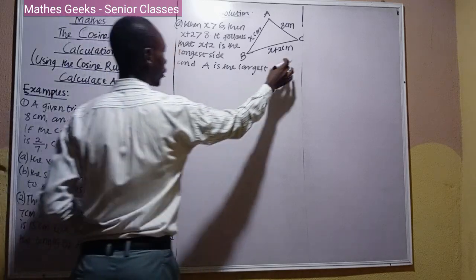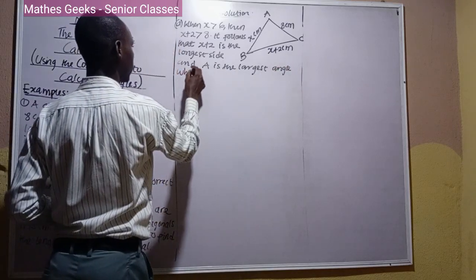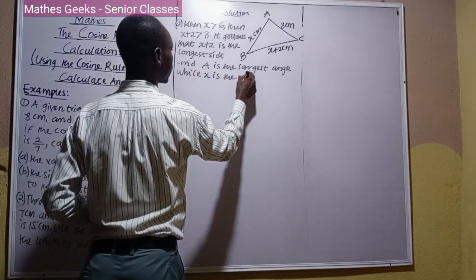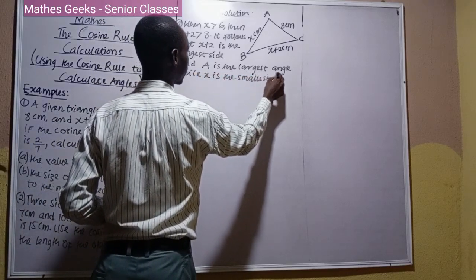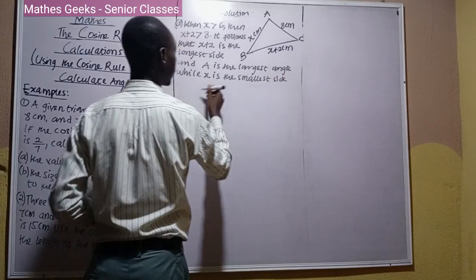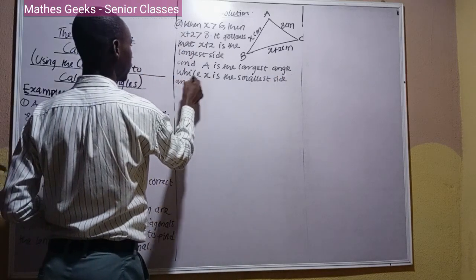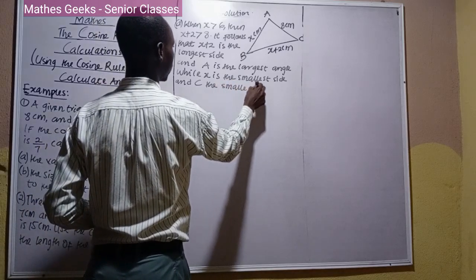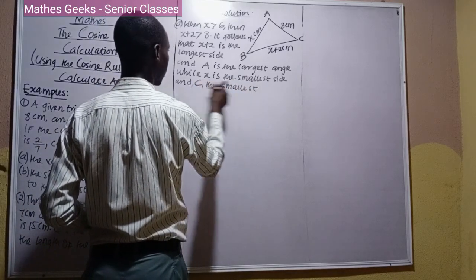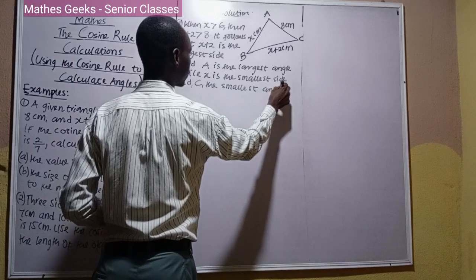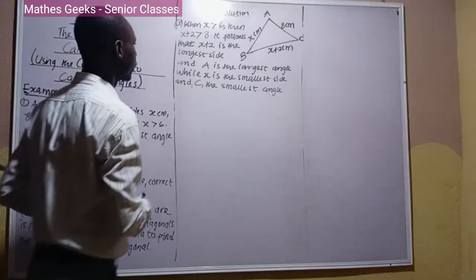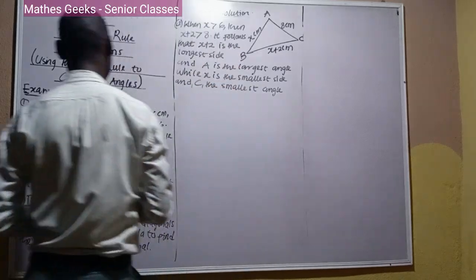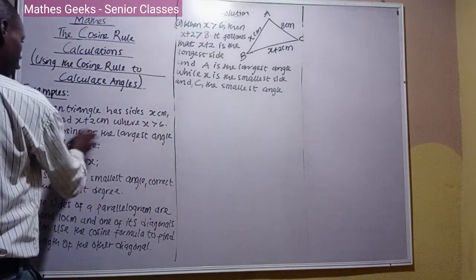So A is the largest angle, while x is the smallest side, and C is the smallest angle. Okay, so we're given the 3 sides of the triangle, and we're given the cosine of the largest angle.